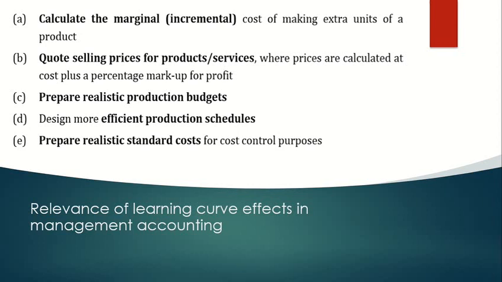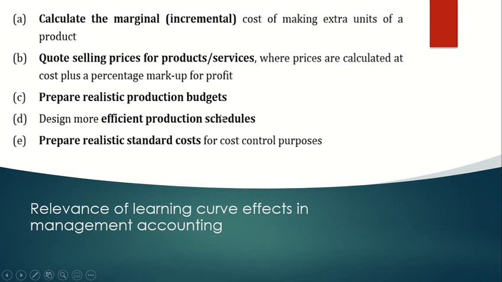outputs. So let's say without the learning curve theory, we are expecting 100 output. But if we consider the learning curve theory carefully, obviously we can expect more than 100. Why? There is a learning curve theory. Obviously the output can be 105, 106, whatever. So this is increased output as a result of the learning curve theory. So to get realistic production budgets, we can use this. Design more efficient production schedules. So after producing these production budgets, we can decide efficient production schedules.